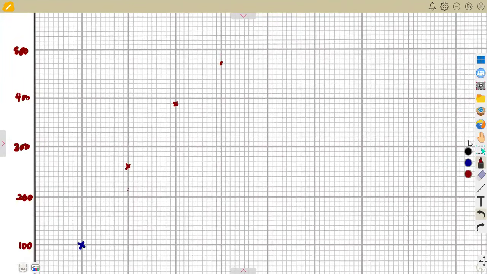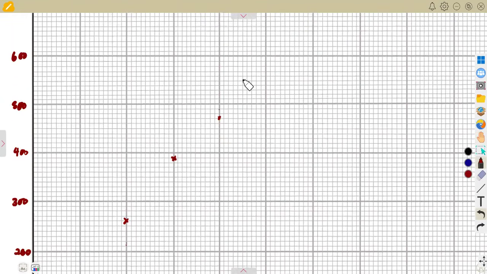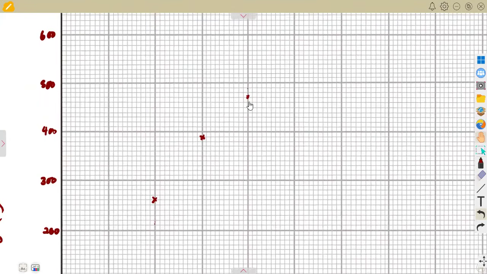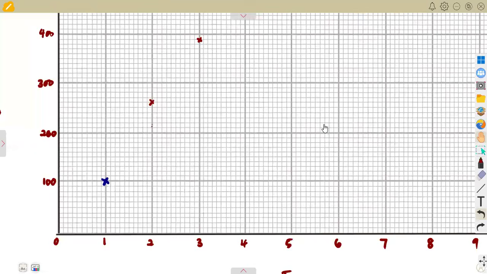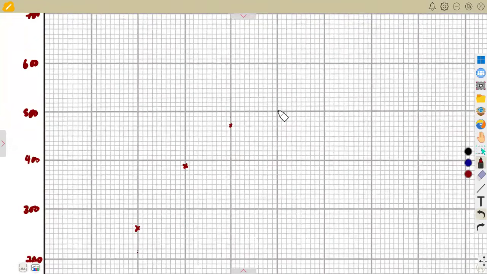490, 500. Yeah, 3 boxes. Okay. Then that was 6 versus 570. Guys, I mixed up. This is 4 versus 470. Okay. Then 5 versus 530. 530, that is 3 boxes from 500, 10, 20, 30.